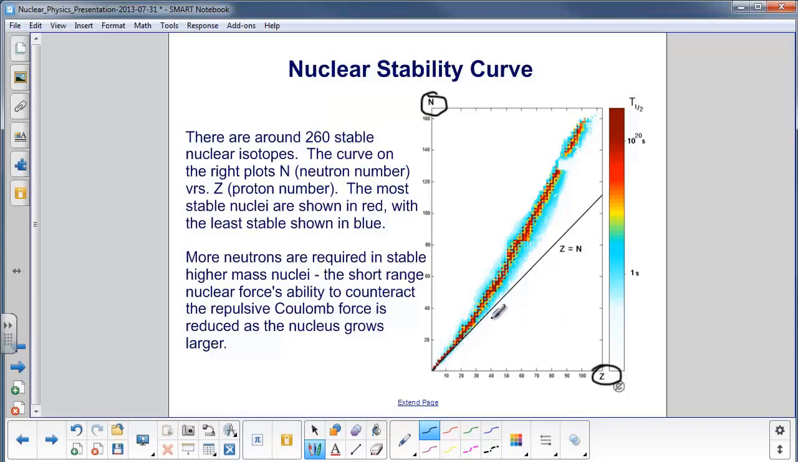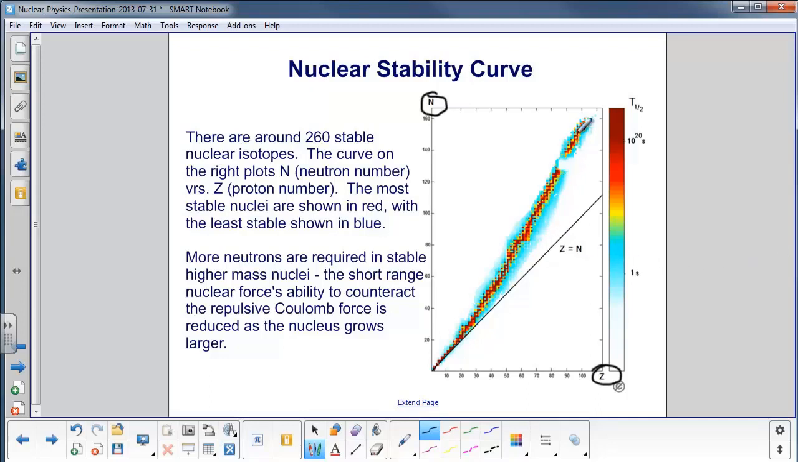And you can see this straight line right here. That's the line where the number of protons equals the number of neutrons. You can see for lower mass isotopes you're pretty much on that straight line. You have the same amount of neutrons and protons. However, the larger the nucleus gets, this curve curves away from the Z equals N line, and you have more neutrons than protons to keep a stable nucleus.